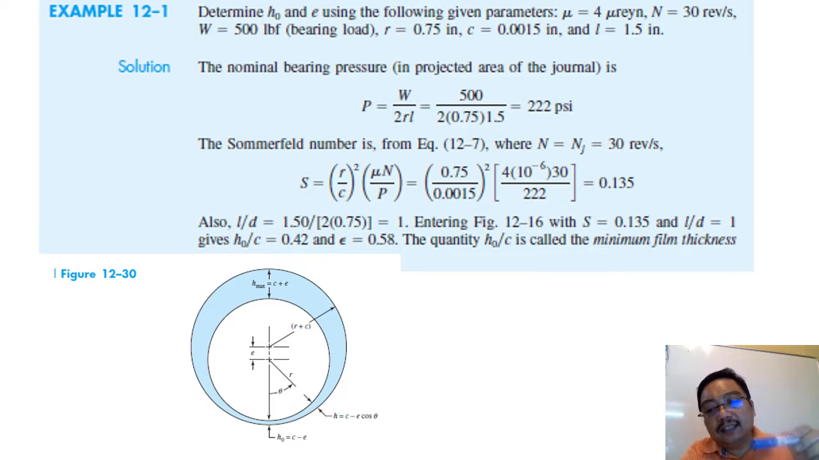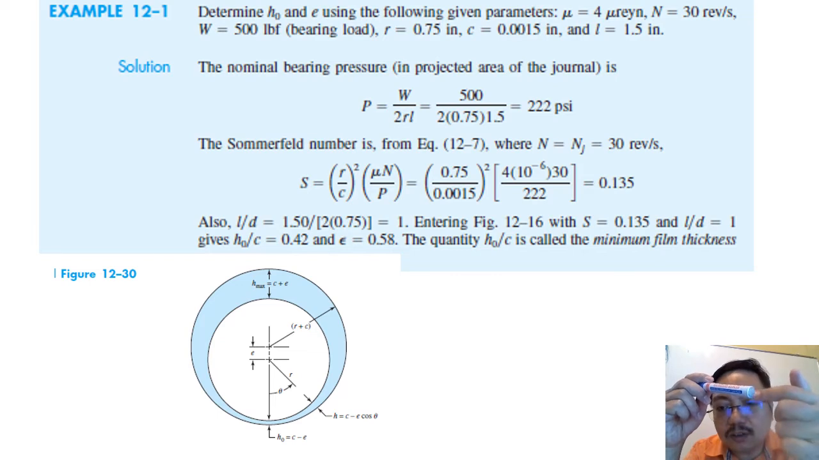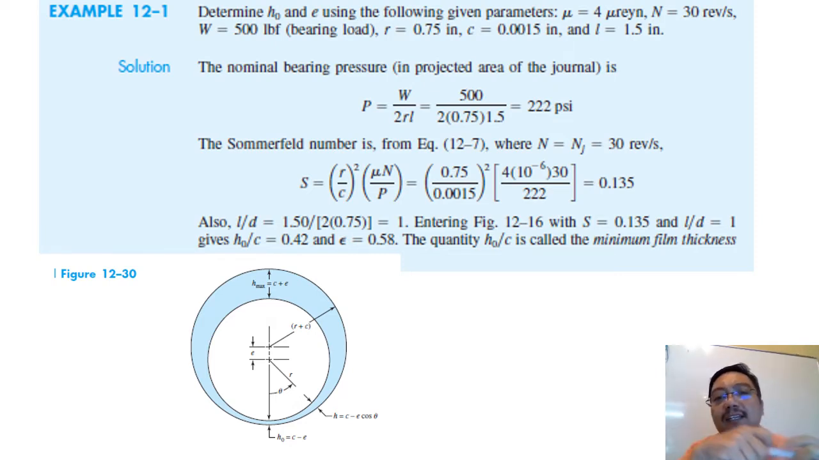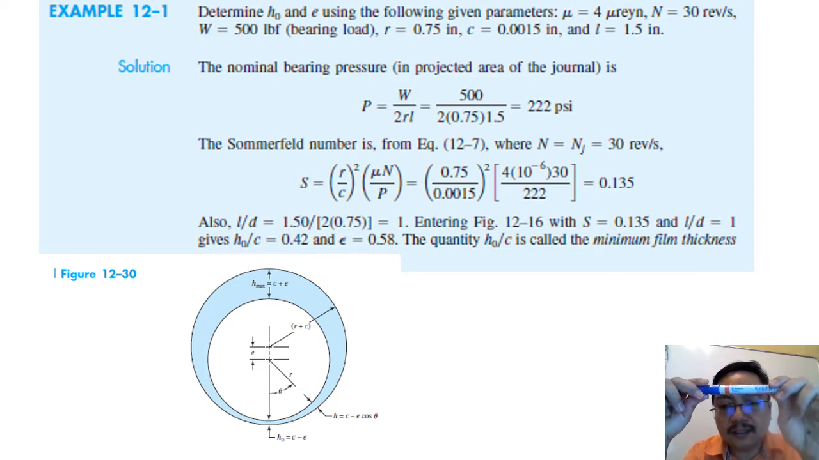R is the radius of the journal. Let's say this marker pen is the journal. The radius of the journal is 0.75 inch. The diameter is 2 times 0.75. And c is the clearance, and L, the length, is 1.5 inch. Let's say this marker is a general shaft, so the length is 1.5 inch.